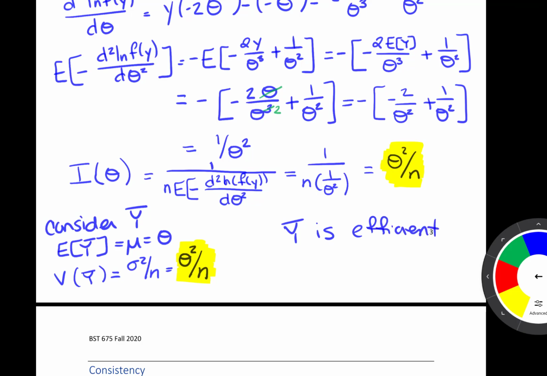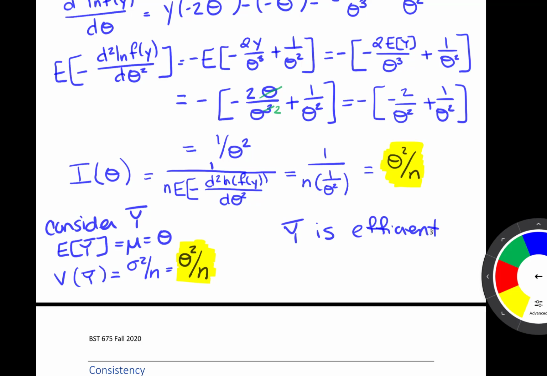So what this tells us is for the exponential distribution, y bar is the best estimator of theta that can be found. You know, we could maybe find a different estimator, but it wouldn't necessarily be better. This one, y bar, is the best estimator that we could find. We might be able to find another one that is just as good, but we're not going to find another one that's better.